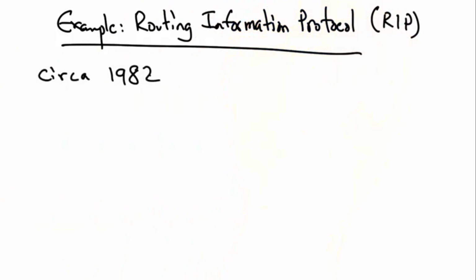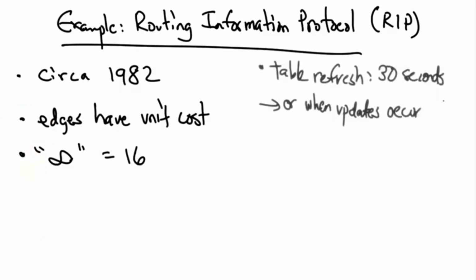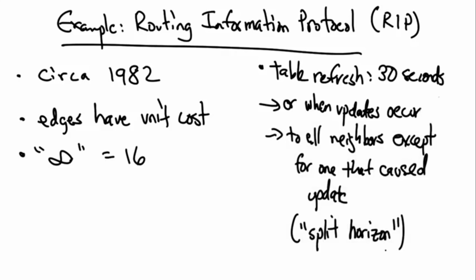The first version of RIP was defined in 1982, where edges had unit cost, and infinity, for the count to infinity problem, was 16. Table refreshes occur every 30 seconds, and when an entry changes, it sends a copy of that update to all of its neighbors except for the one that induced the update. This rule is sometimes called the split horizon rule. The small value for infinity ensures that the count to infinity doesn't take very long.